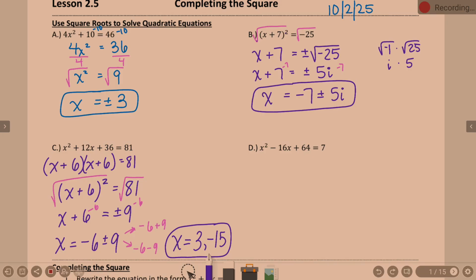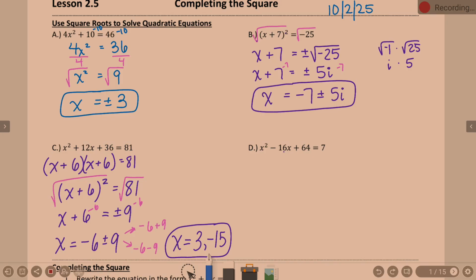Okay, one more. Can you take a guess? I'm going to tell you, no, we're not going to make this equal to 0 and factor. Can you notice anything about this left side? Yeah, is this possibly going to be a perfect square? Okay, it is. Because can I take the square root of 64? It's 8. And does 8 plus 8 add to be my middle term? It does. Okay.